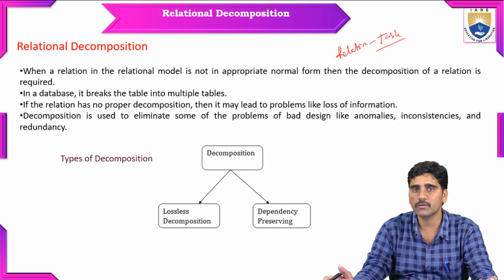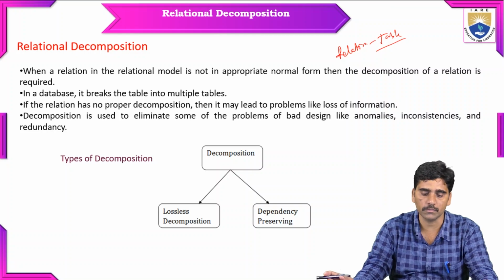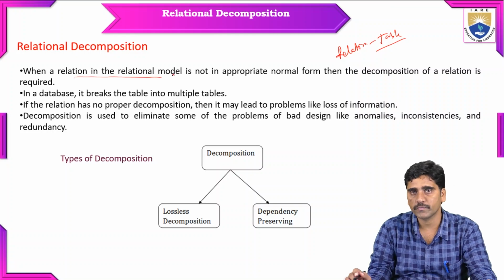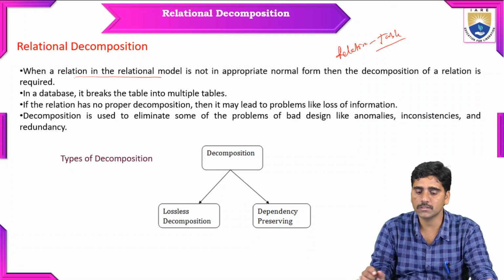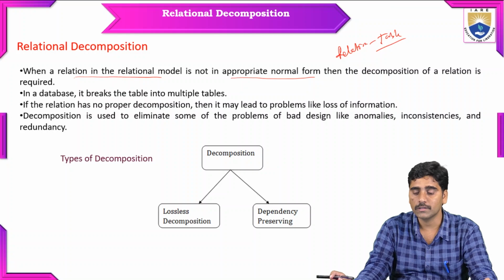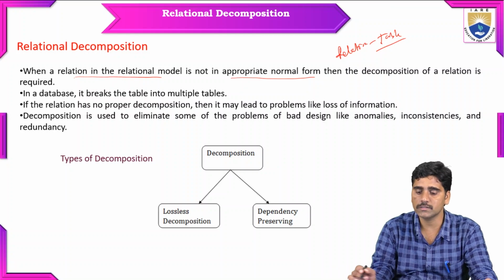So why are we going for the decomposition of tables? To do this, we have to use the normalization process also. Decomposition is a process of breaking or dividing the tables into small parts, that is, breaking them into multiple tables. So see here, when a relation in the relational model is not in an appropriate normal form, then the decomposition of the relation is required.